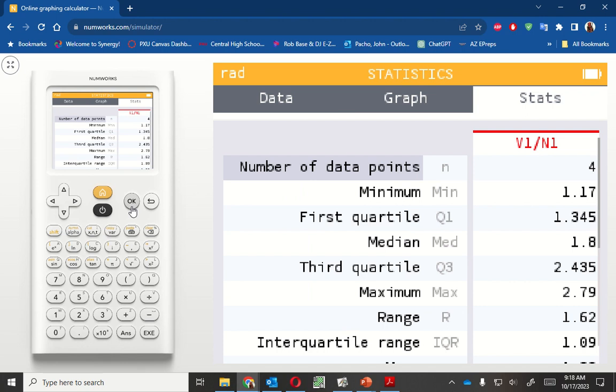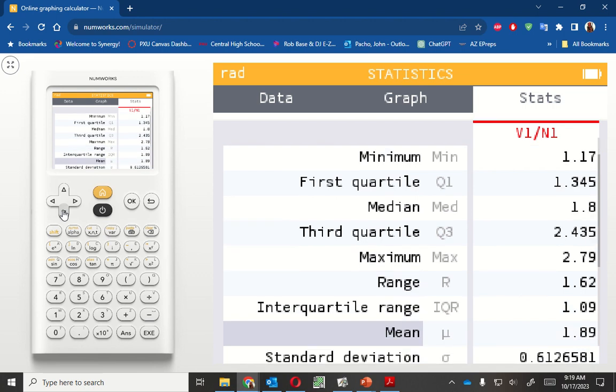And this goes through and lists everything for you. So how many data points did we have? 4. We had 4 data points. The minimum was 1.17. Okay, quartiles, median. Hey, the median was 1.8. Okay. Maximum was 2.79. The range is 1.62. IQR, don't worry about that. We don't need that now.